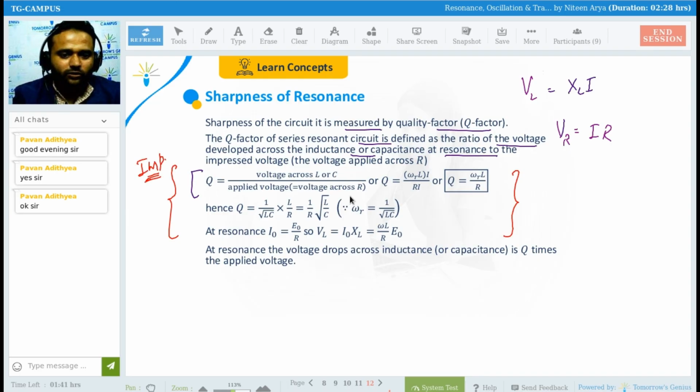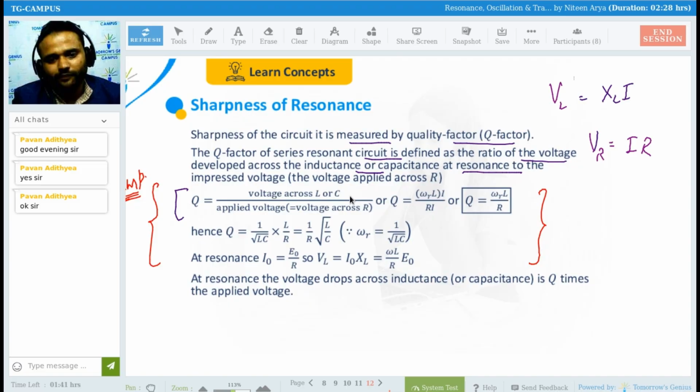If C or L or R is given to you, you can directly find the quality factor. And if the quality factor is given, there are four things in this particular formula, number 1: L, C, R, or Q. Any three of the things are given to you, and the fourth one they ask. Simple as that. Nothing more.